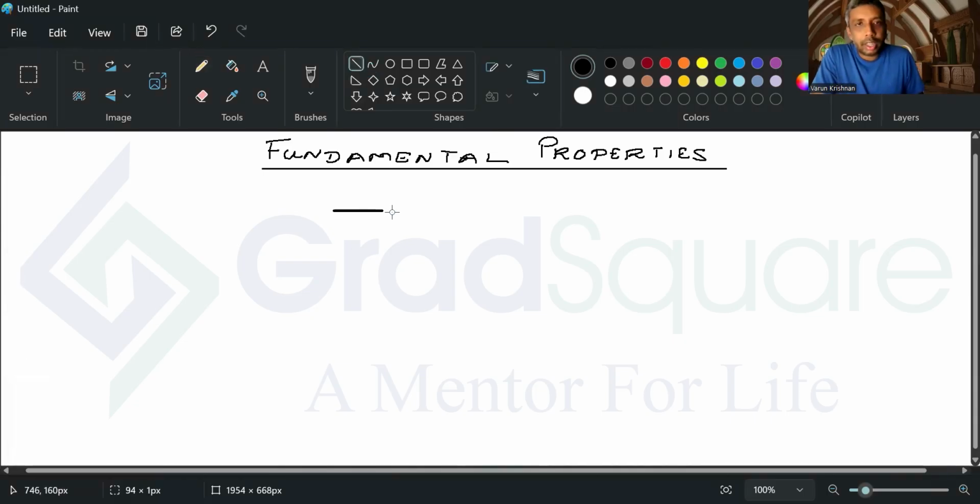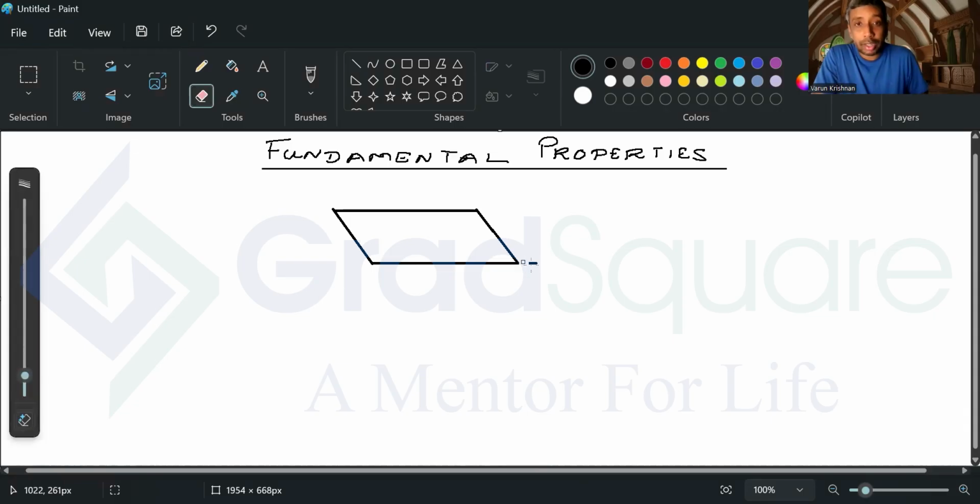So let me take the case of a parallelogram. The definition of a parallelogram is that it is a quadrilateral in which both pairs of opposite sides are parallel to each other. So let's say that I've got a quadrilateral ABCD in which the side AB and the side CD are parallel, and the side AD and the side BC are parallel, then ABCD will be referred to as a parallelogram. Now, this is a definition. This is not a property.